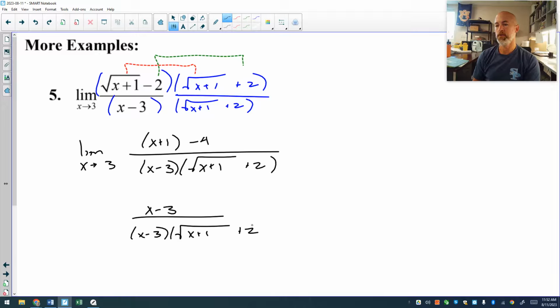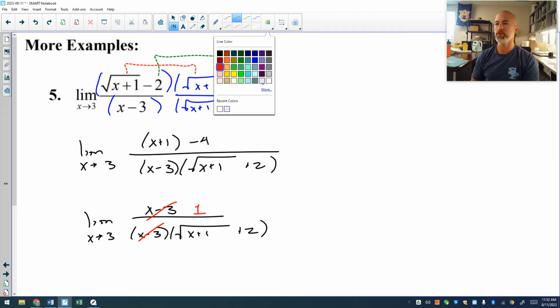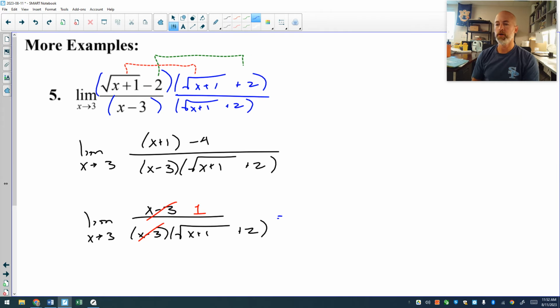Plus 2. Keep the limit. I have not substituted yet, so I keep writing limit as x approaches 3. I will cancel those. Since my numerator has disappeared, I'll stick a 1 up there to hold its place. And when I substitute 3 for all remaining x's, I end up with 1 over the square root of 3 plus 1, square root of 3 plus 1, that'd be square root of 4 plus 2. And my answer is 1/4.